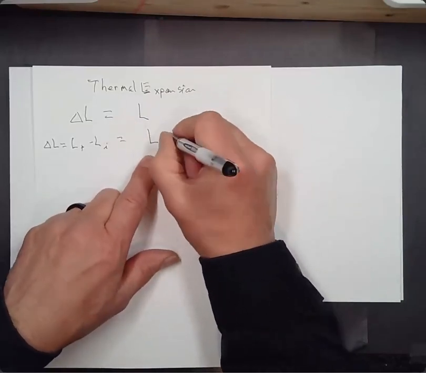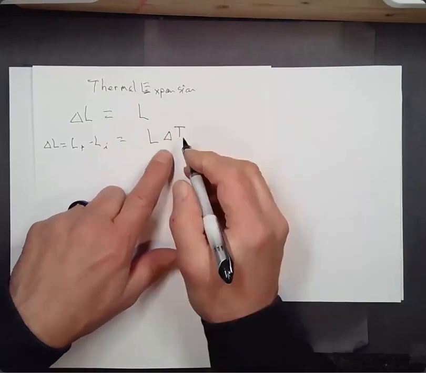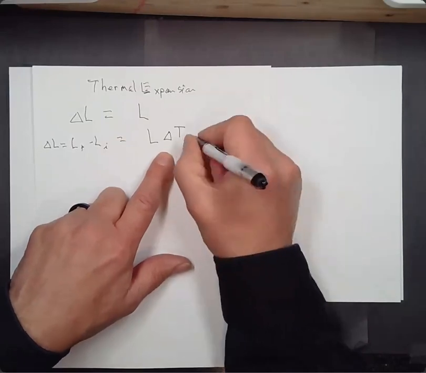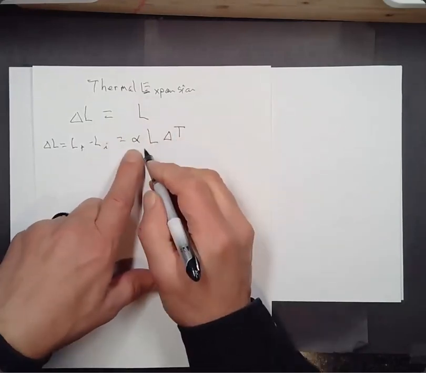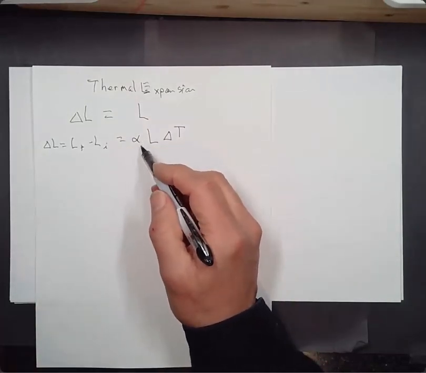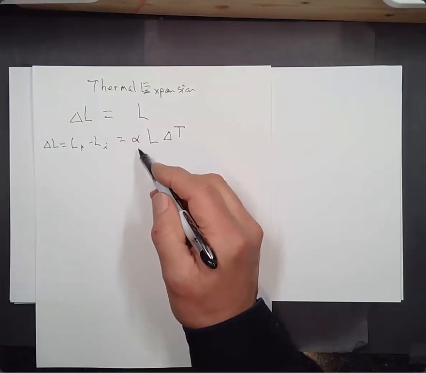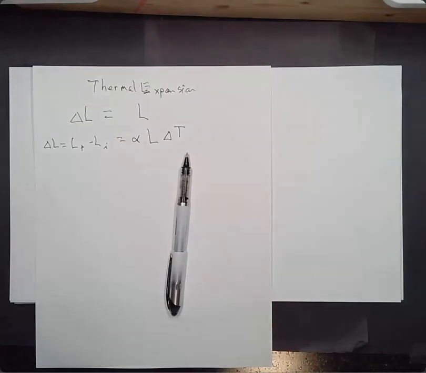And then the change in length will be proportional to the change in temperature as well. The proportionality constant, alpha, is what we use. We call that the coefficient of thermal expansion, and it depends on what the material happens to be. Some things expand more than others.